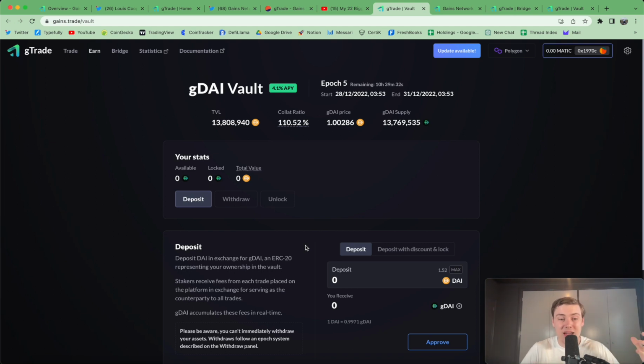So stakers of DAI receive fees for each trade placed on the platform in exchange for serving as the counterparty to all trades. Obviously, to power trades on the network, they need liquidity. So if you provide liquidity, the people that are trading on the other side are using your liquidity to essentially be paid out and process transactions. If the traders lose money, the people that are staking to the vault, the liquidity providers, they earn more. If the traders make money, then the gDAI vault becomes less profitable.